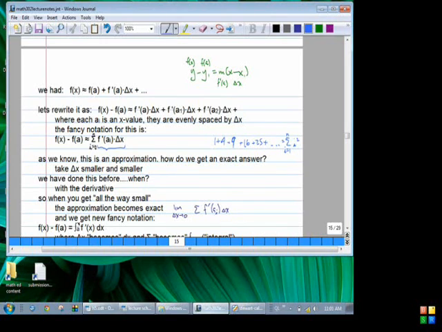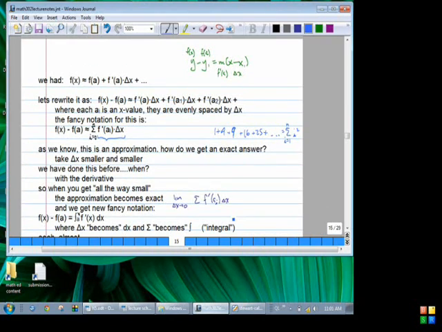So when you take the limit, instead of writing limit as delta x goes to 0 of the summation every single time, we have a notation for that, and the notation is this. In this fancy new notation, delta x is now written as dx, and the sigma for sum becomes this sort of long squiggle, which is called the integral.